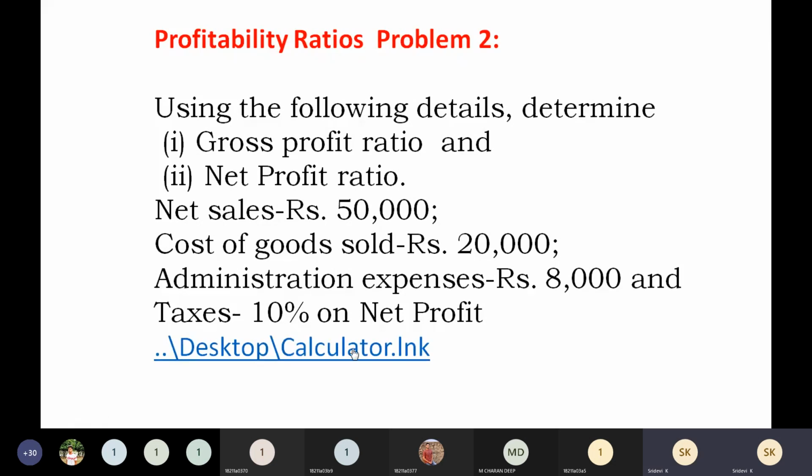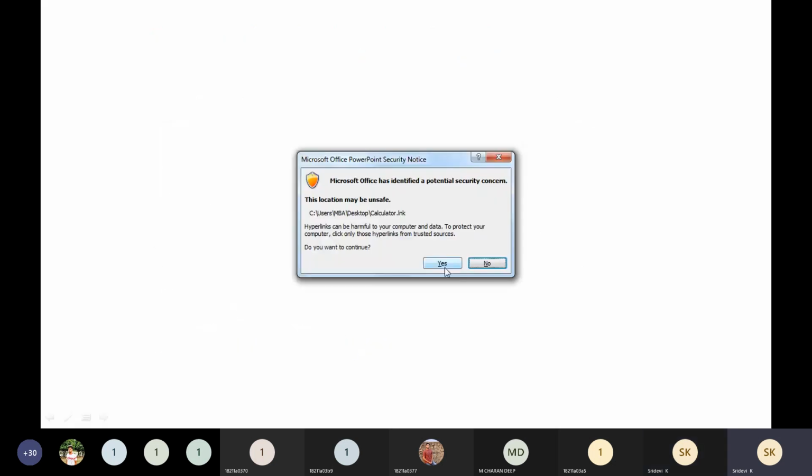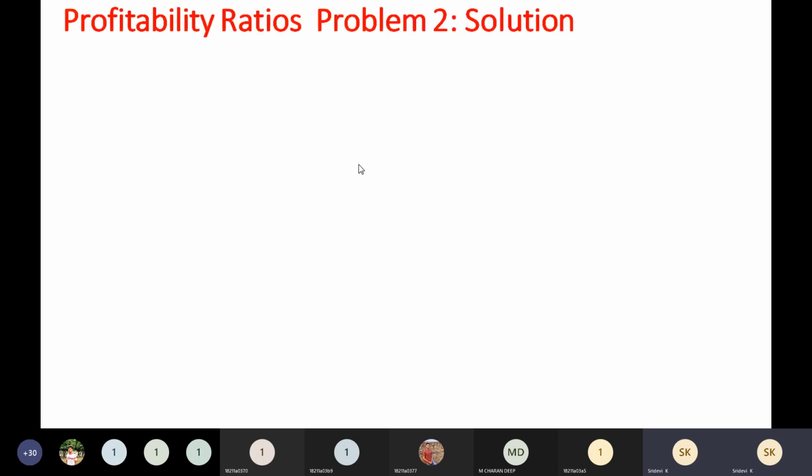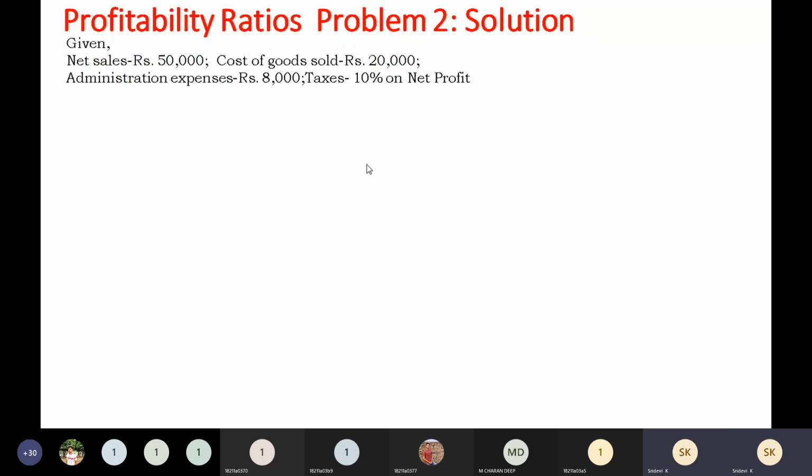So let me open the calculator first, and then start the calculation of the gross profit ratio and net profit ratio. First you take down the information that was given. Always you have to show the given information. In previous slides I missed that, but you have to show it.